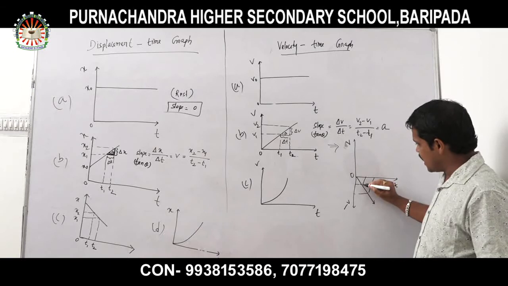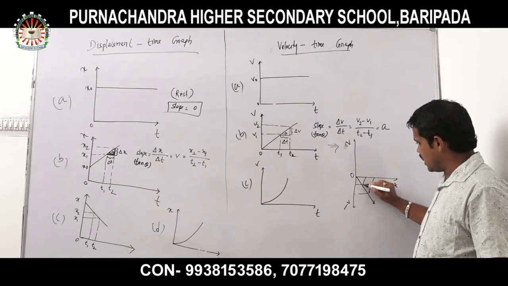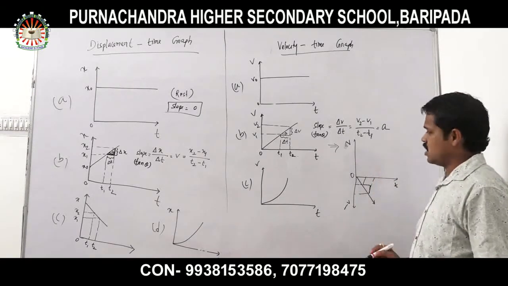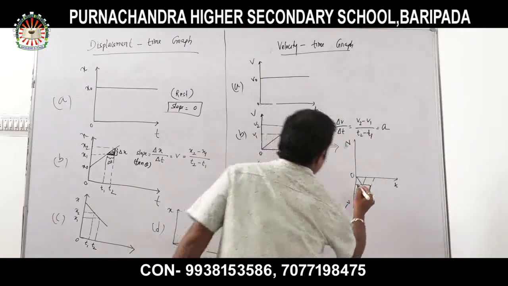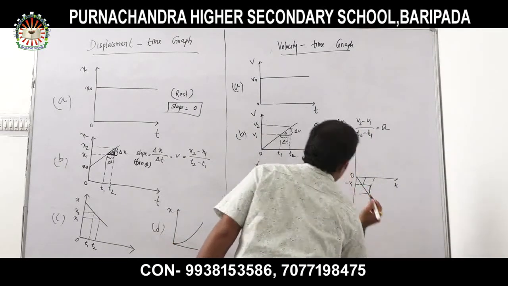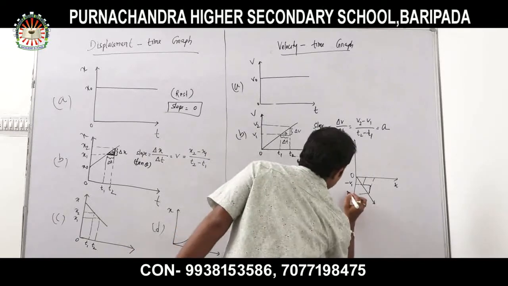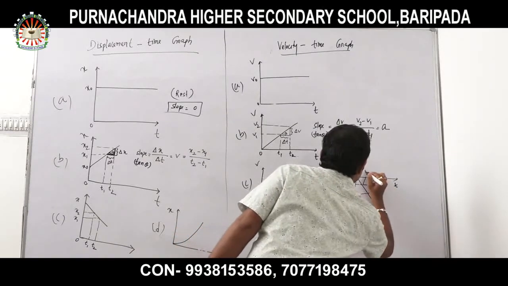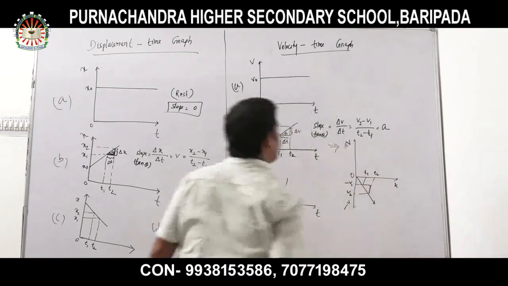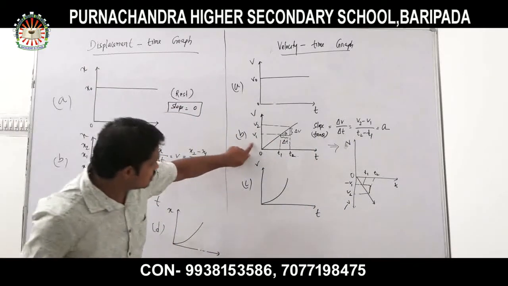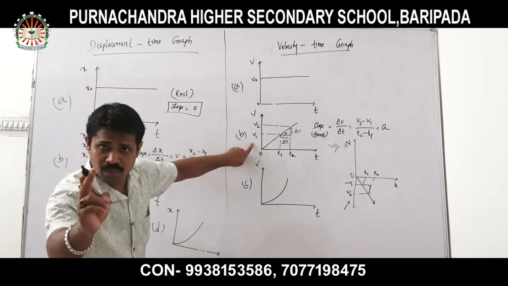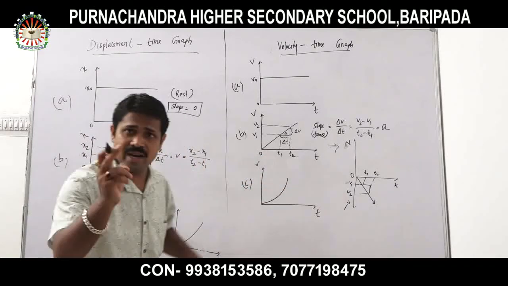But the interesting thing is that the slope here is a negative slope. Understood? So negative slope means, this is my slope. So this is your minus V1, and this is your minus V2. This is your T1, this is your T2. So similarly, in this case you will get a positive slope, and in this case you will get a negative slope.